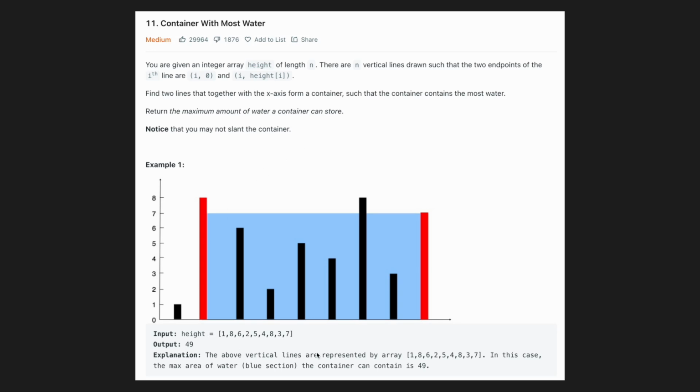So if we look at this example, the maximum amount of water that it can store would be with this line and this line, because they are 7 blocks apart, and the minimum height between the two would be 7. So that's a length of 7 and a width of 7, and 7 times 7 would be 49. And that is the maximum amount of water that this problem can store. So how can we solve this problem?